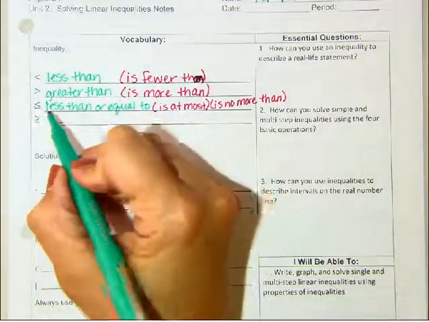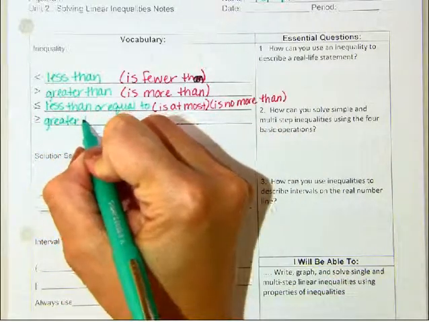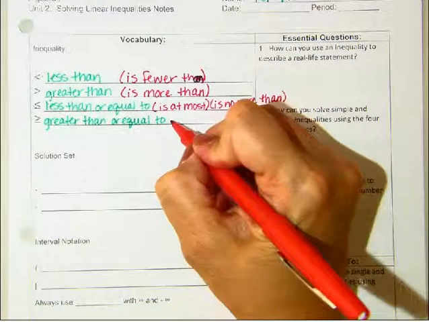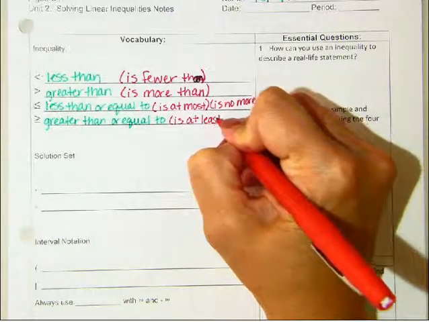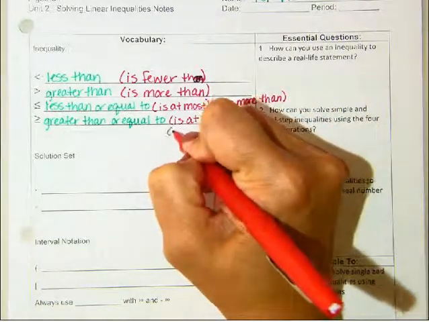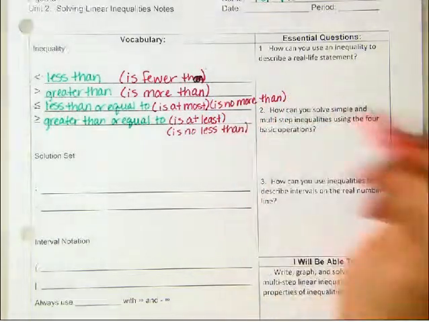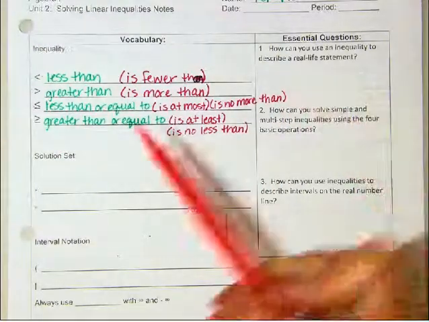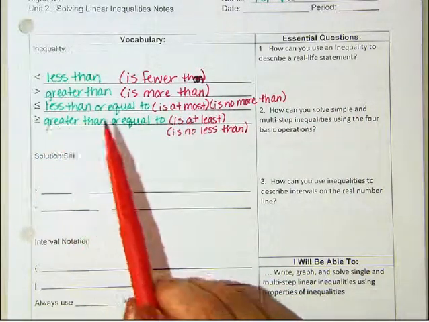Okay, if that's less than or equal to, then this is greater than or equal to. In a word problem, it might say is at least, or it might say is no less than. Okay, follow my pen. If it says any of these three things, you'll use that symbol, but mathematically we say greater than or equal to.